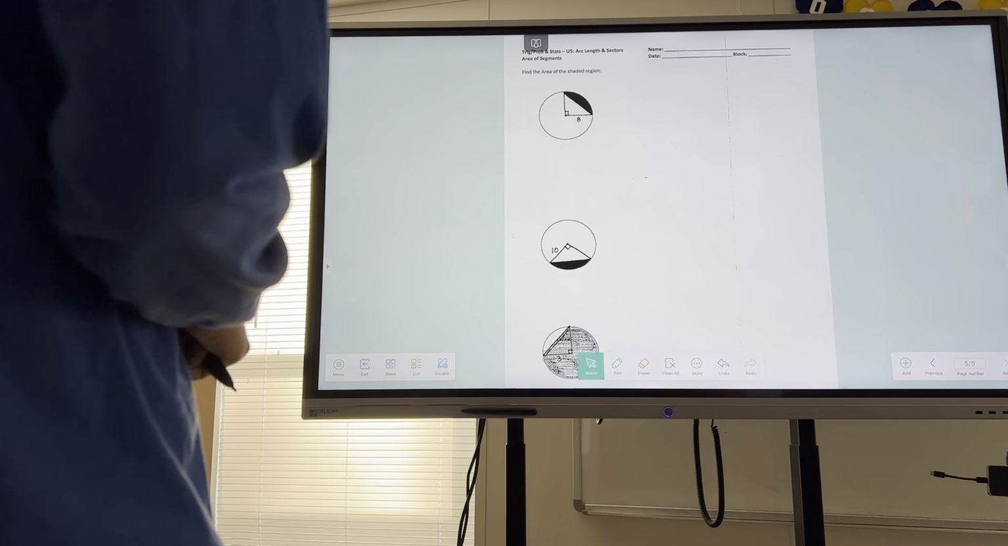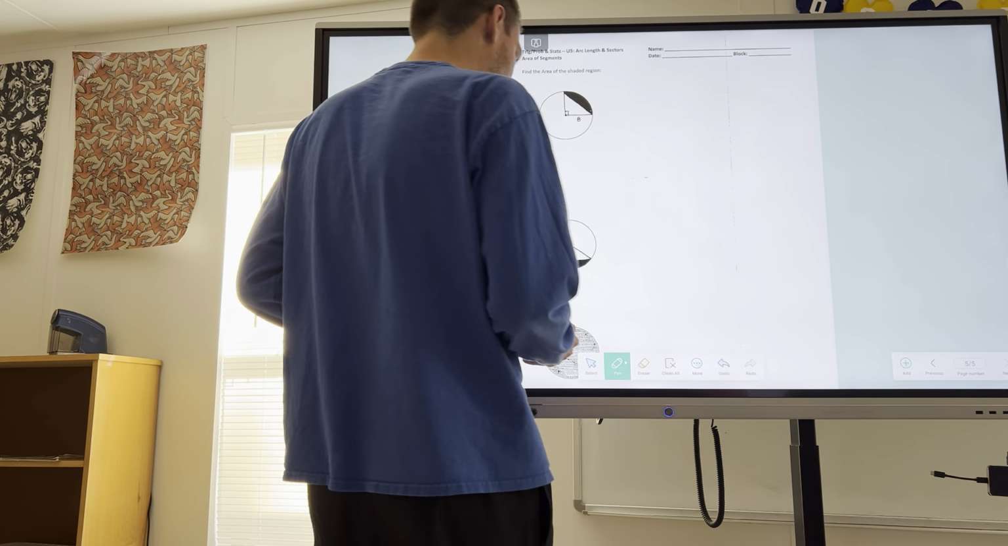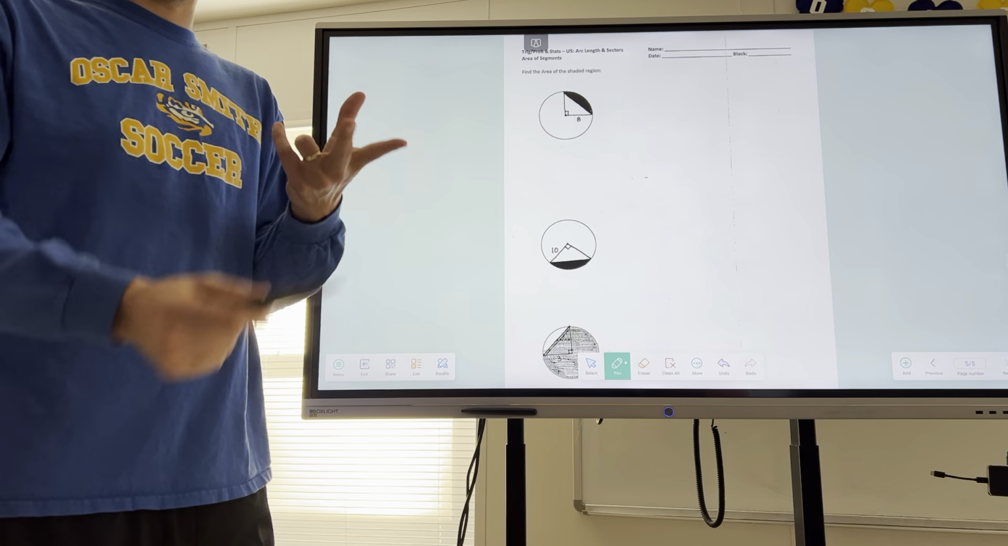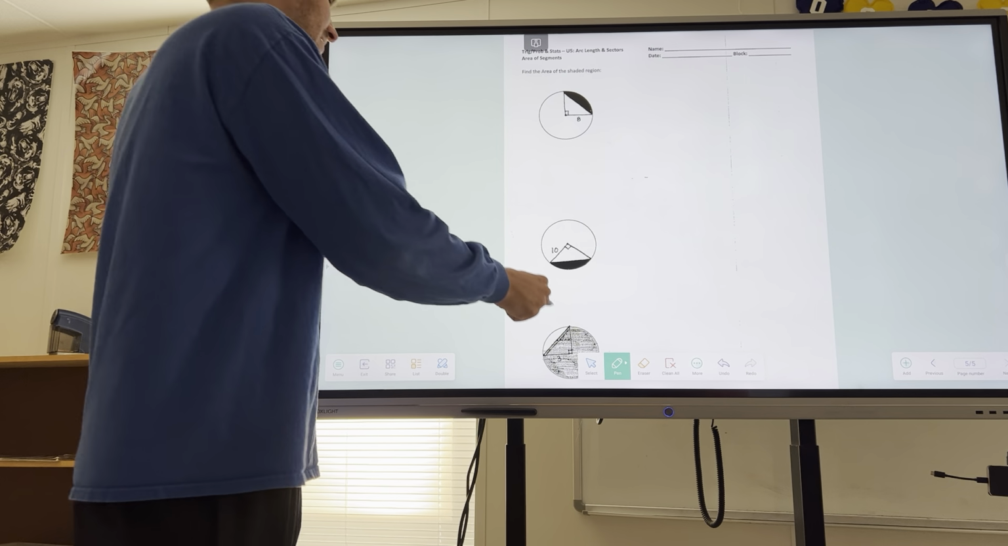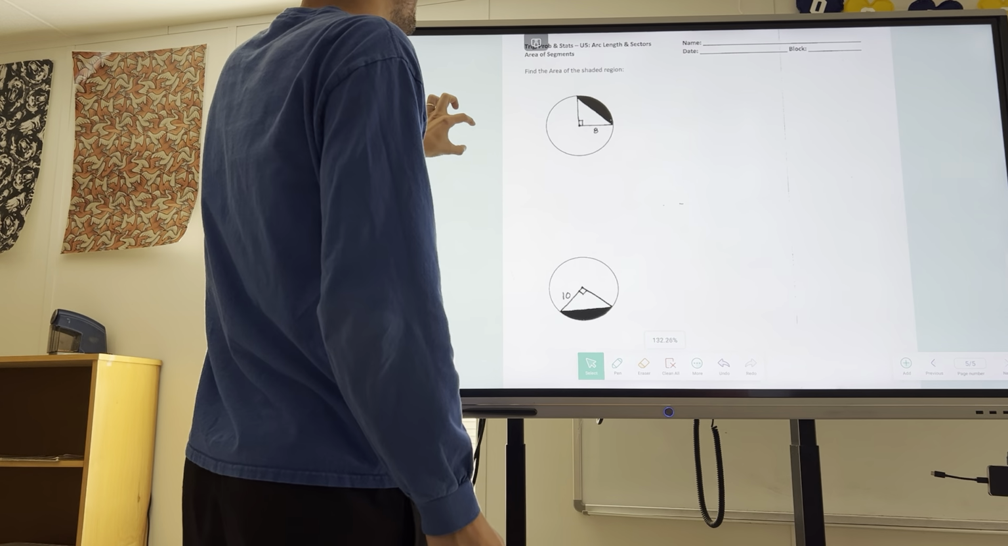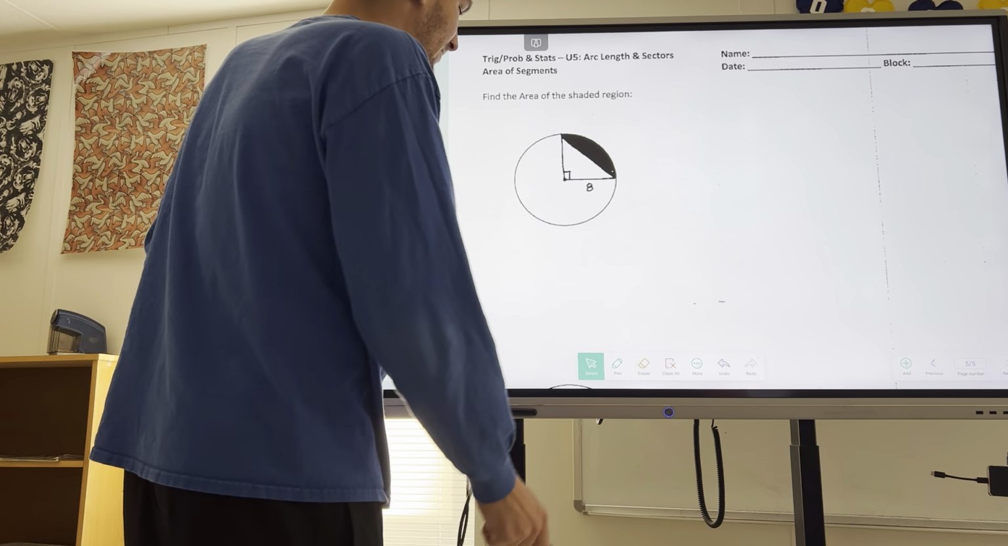All right, we got a few questions here. We are still talking about arc length and area of a sector, but these questions look a little bit different. They say, find the area of the shaded region.